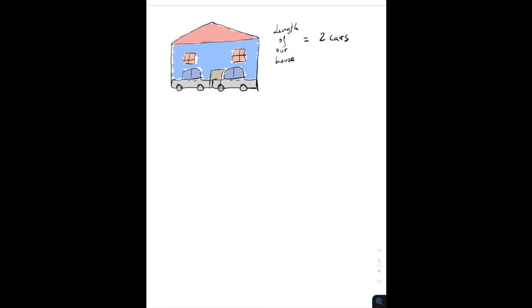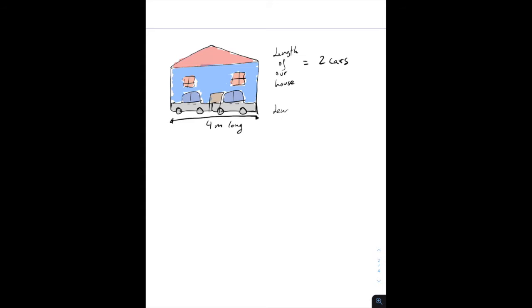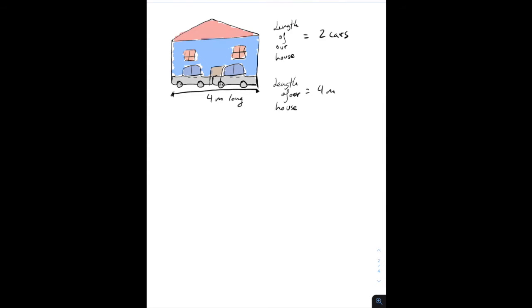In this case, for example, we use cars, but we could very well have used a meter stick and measured, and say this is like 4 meters long. Therefore, the length of our house with this meter stick is 4 meters.